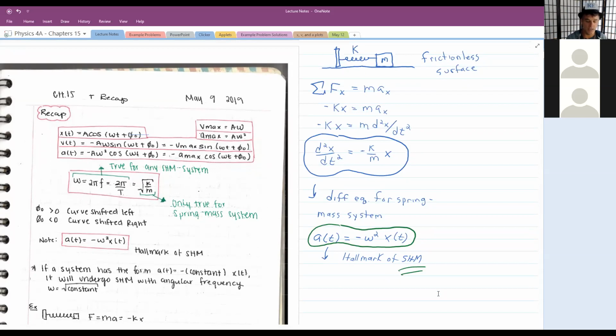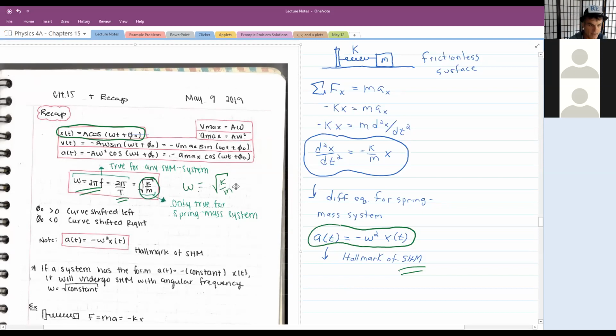We choose cosine for position. So position as a function of time is A, which is the amplitude, times the cosine of omega t plus phi naught. Omega is called the angular frequency, and it equals 2 pi times the frequency, or 2 pi divided by the period. That's going to be true for any system undergoing simple harmonic motion. For our spring mass system, I showed that omega is equal to the square root of k over m. That's only true for a spring mass system.